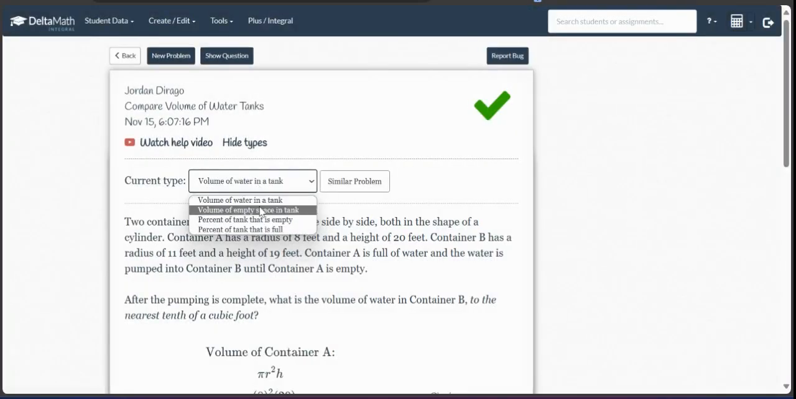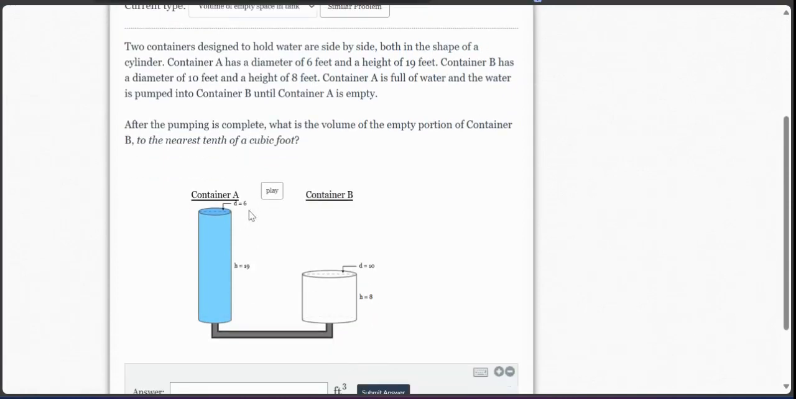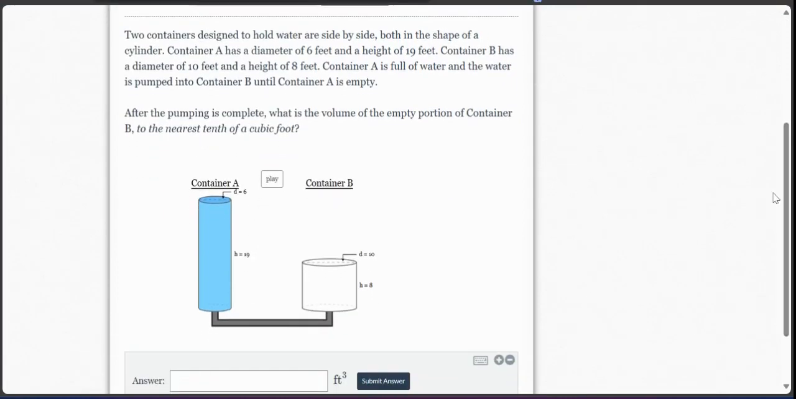Okay. Now let's look at another scenario, a little bit different than this one. Two containers designed to hold water are side by side. Same thing. Container A, now this one has diameter, so be aware of that, and a height of 19. Container B has a diameter of 10 feet and a height of 8.